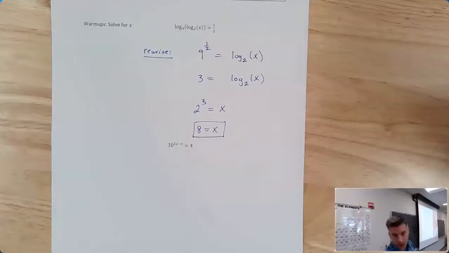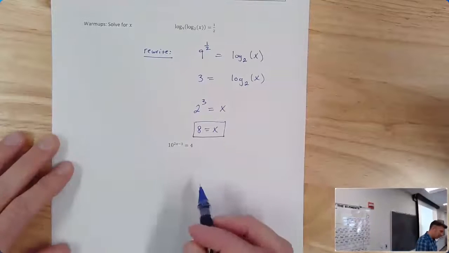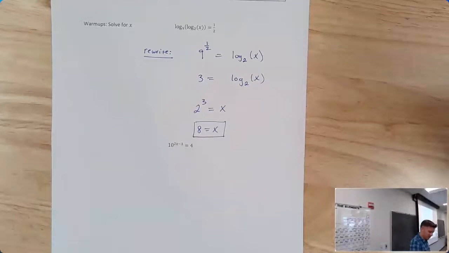All right, let's go ahead and look at the next thing. Also, if you guys are on Zoom, if you have any questions, don't hesitate to just write something in the chat, pipe up. So 10 to the 2x minus 3 equals 4.